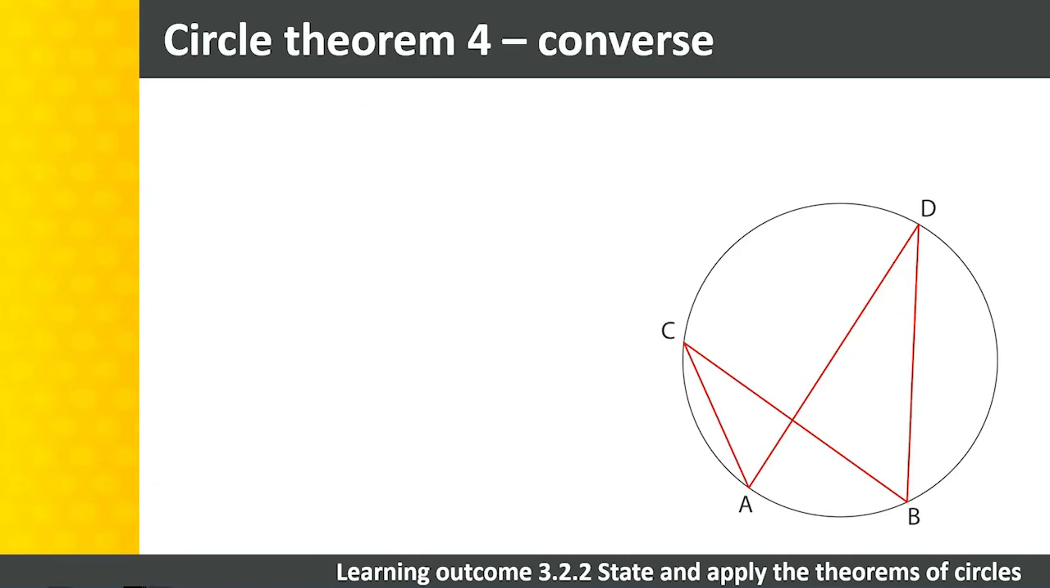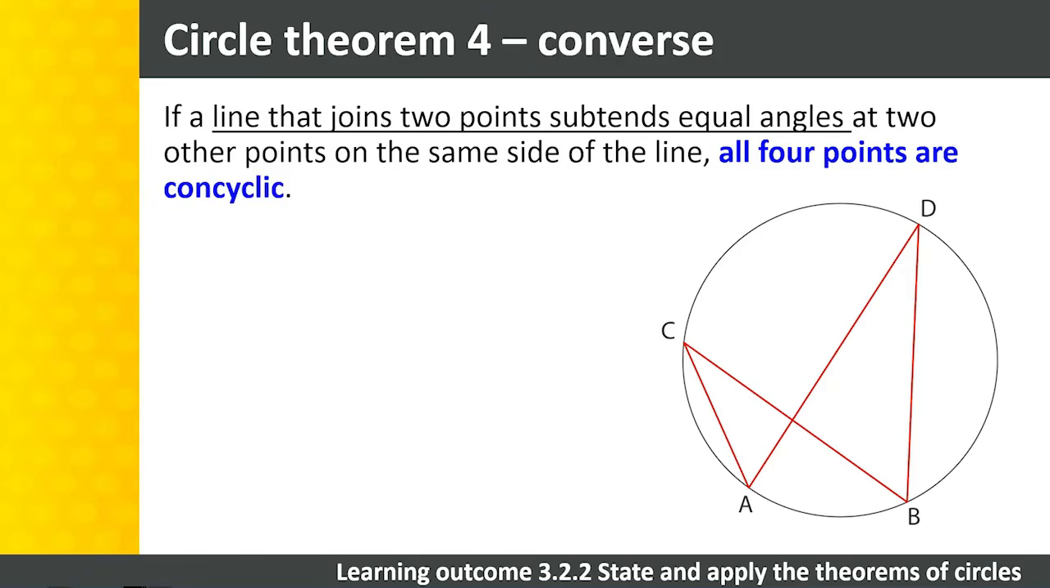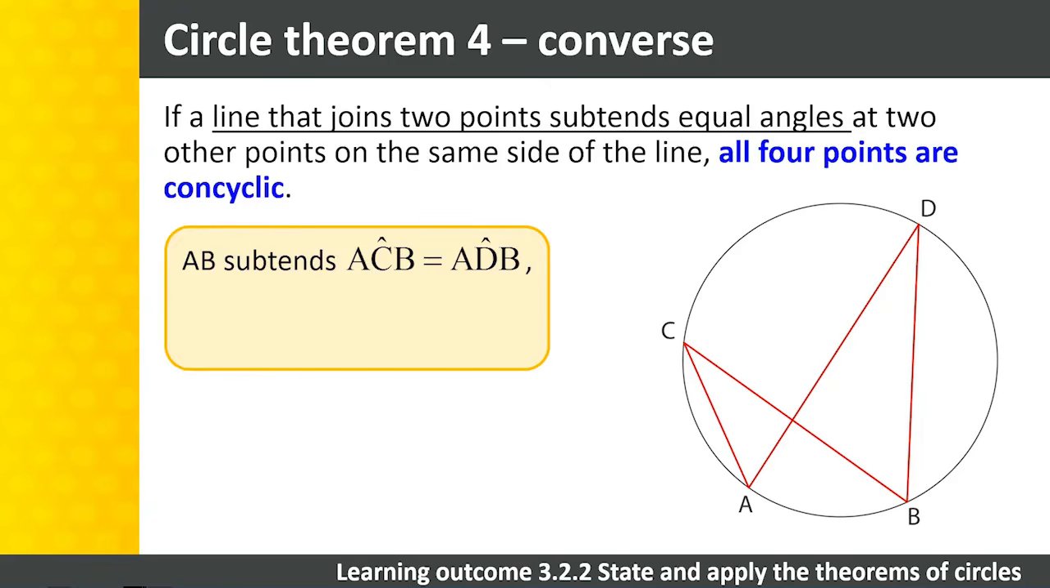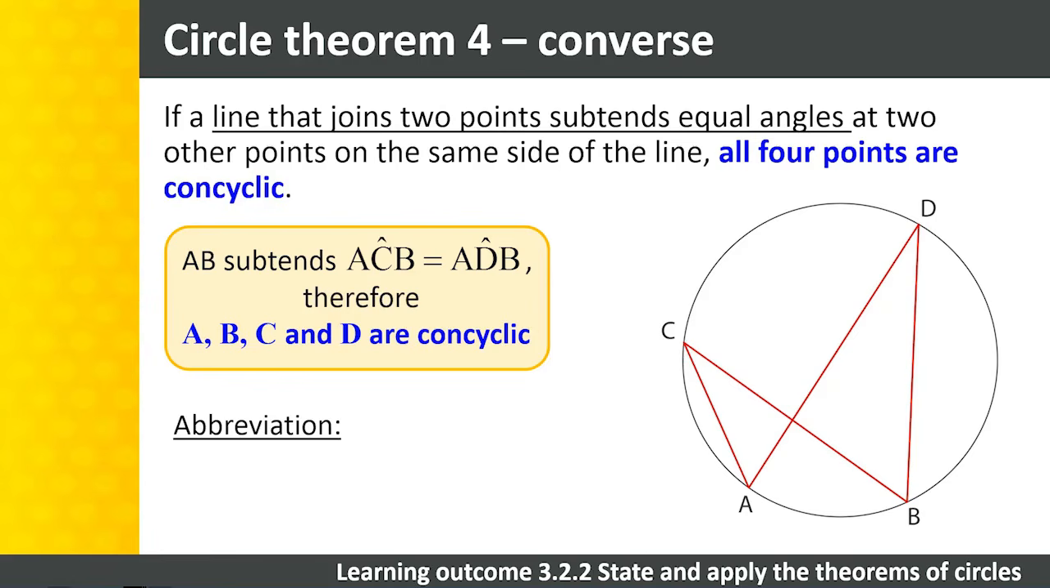The converse of Theorem 4 states that if a line that joins 2 points subtends equal angles at 2 other points on the same side of the line, all 4 points are concyclic. In this diagram, AB subtends angle C and angle D, and these angles are equal to each other. Therefore, A, B, C, and D are concyclic. Abbreviate this as line segment subtends equal angles.